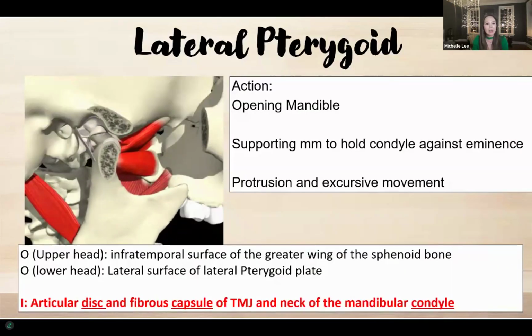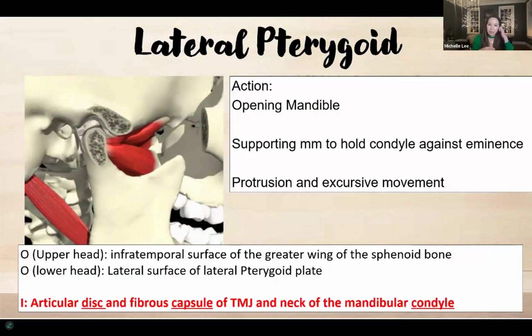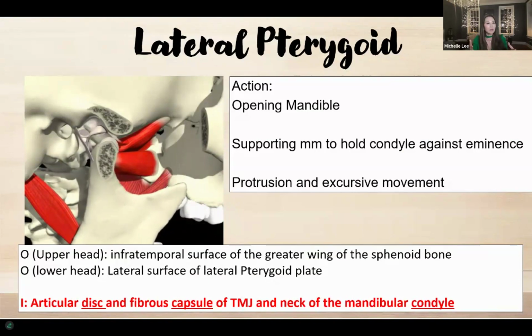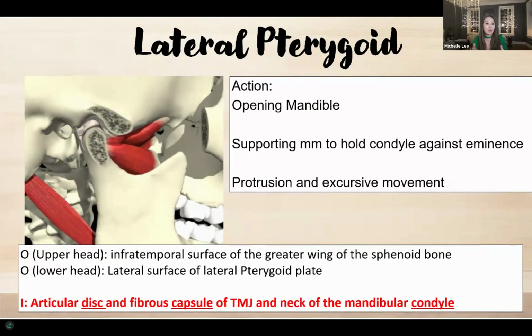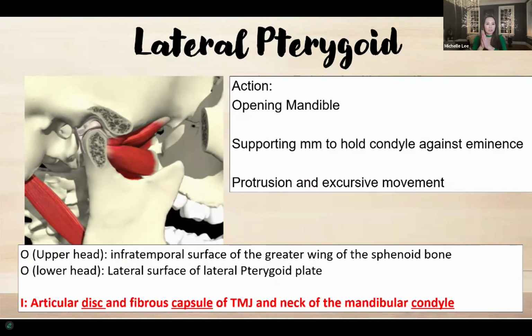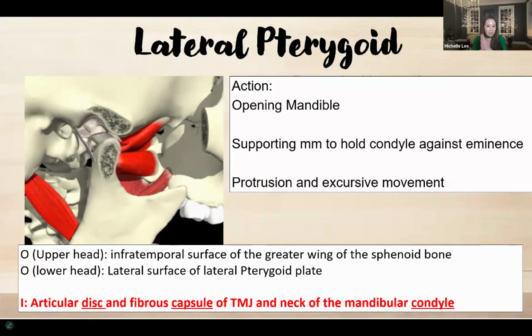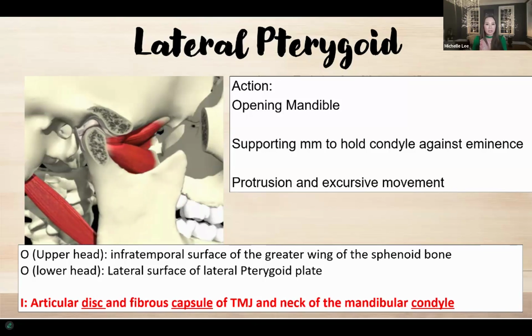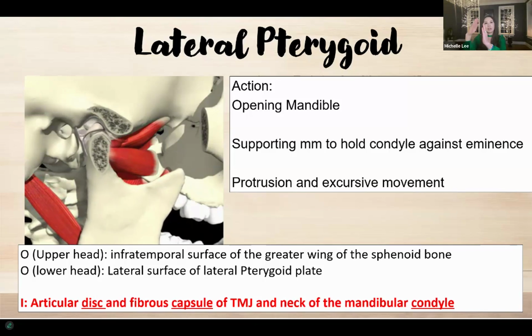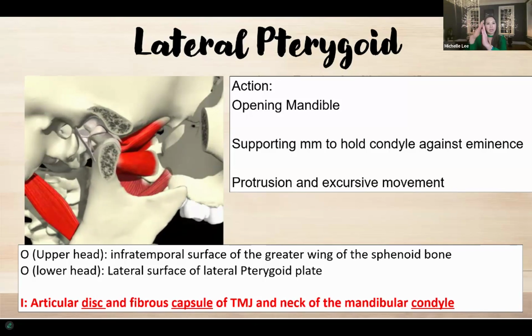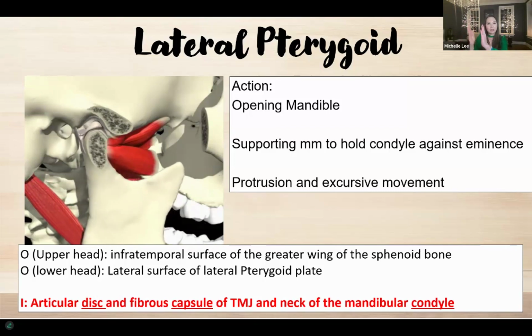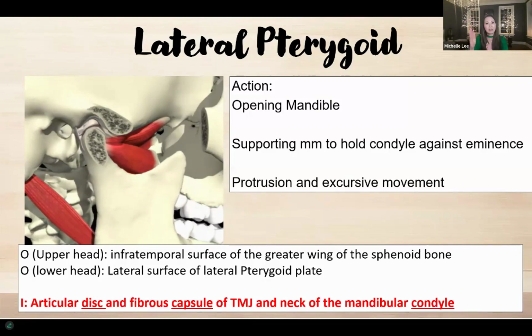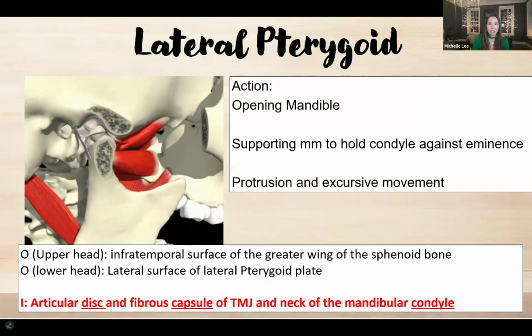And as we look at the next slide here, I want to dial in the lateral pterygoid just a little bit more. It originates in the infratemporal fossa, or the bone of the greater sphenoid bone, and the lower head originates from the lateral surface of the pterygoid plate. And it inserts in the disc, the capsule, and the neck of the condyle. Really, really fascinating. We've got this really thin bone, and on the lateral aspect of the pterygoid plate, we've got the lateral pterygoid muscle, and medial to that is the medial pterygoid muscle. So keep that in mind.